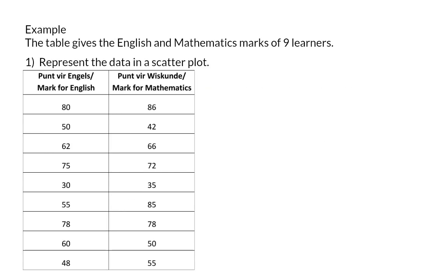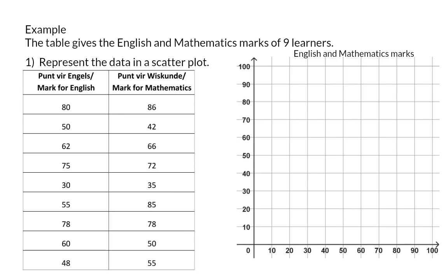Example. The table gives the English and mathematics marks of 9 learners. First question, represent the data in a scatter plot. In a scatter plot, there is no independent variable, so it won't make a difference which of the two values you choose to place on the x-axis. I'm going to place English on the x-axis and mathematics on the y-axis. A point on the graph then represents one learner's English and math marks at the same time.